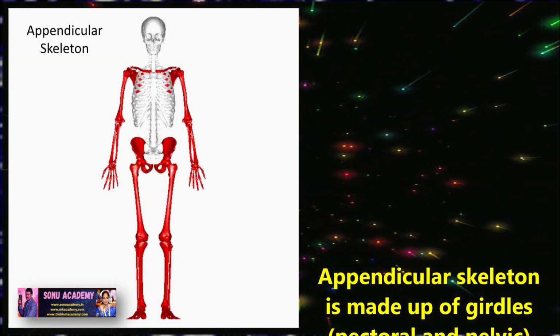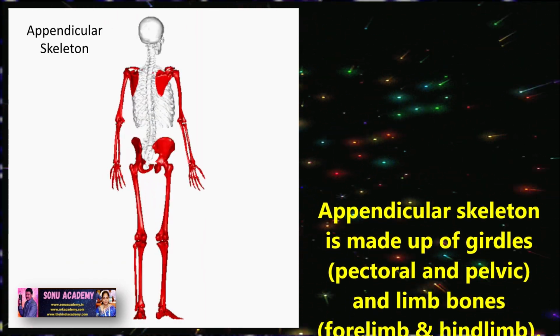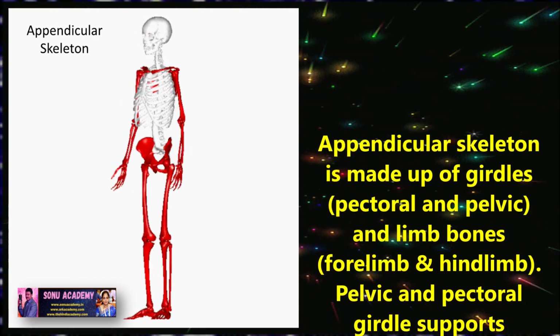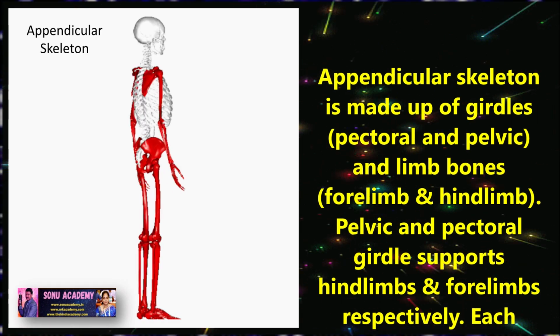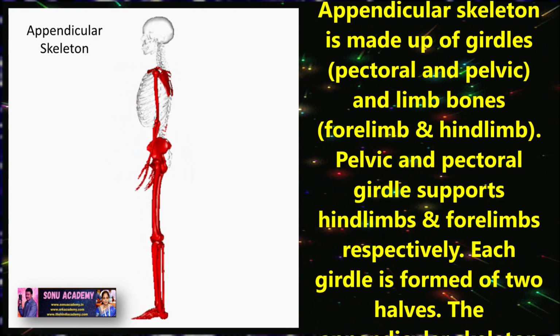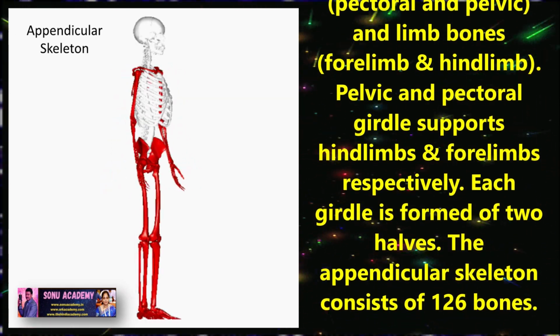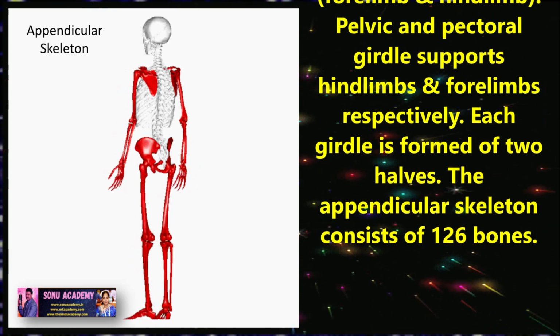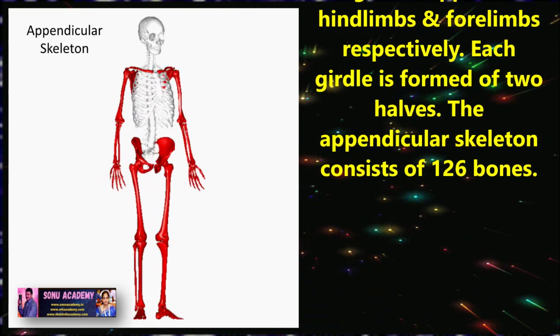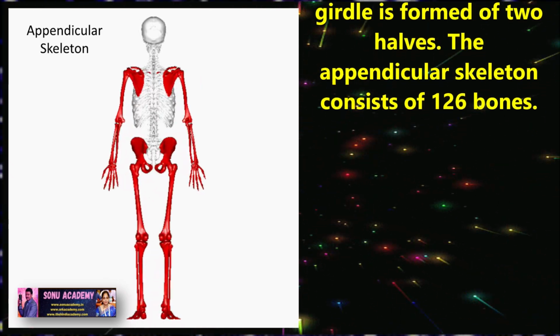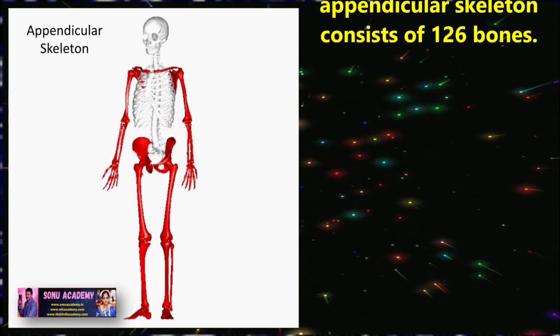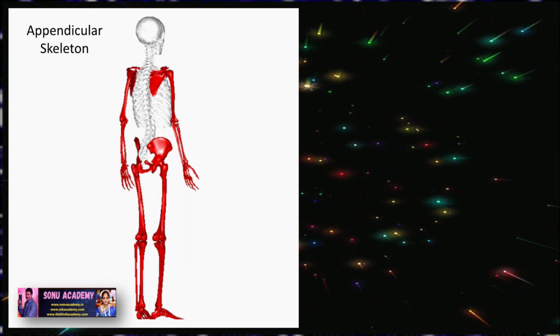Children, let us discuss the appendicular skeleton. Appendicular skeleton is made up of girdles, pectoral and pelvic, and limb bones, forelimb and hind limb. Pelvic and pectoral girdles support the hind limb and forelimb respectively. Each girdle is formed of 2 halves. The appendicular skeleton consists of 126 bones.